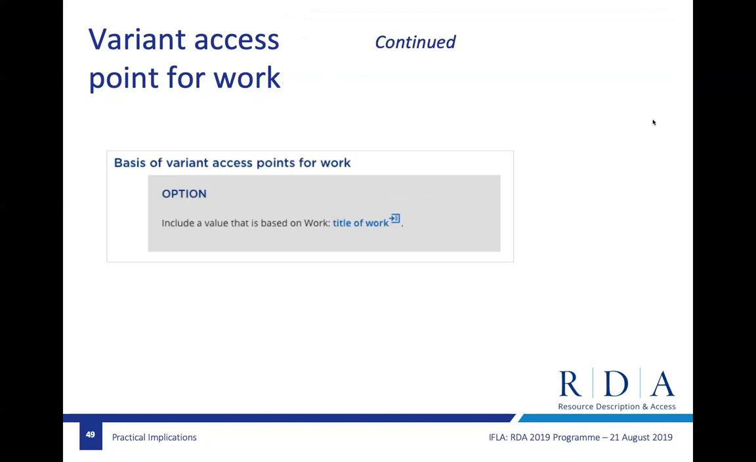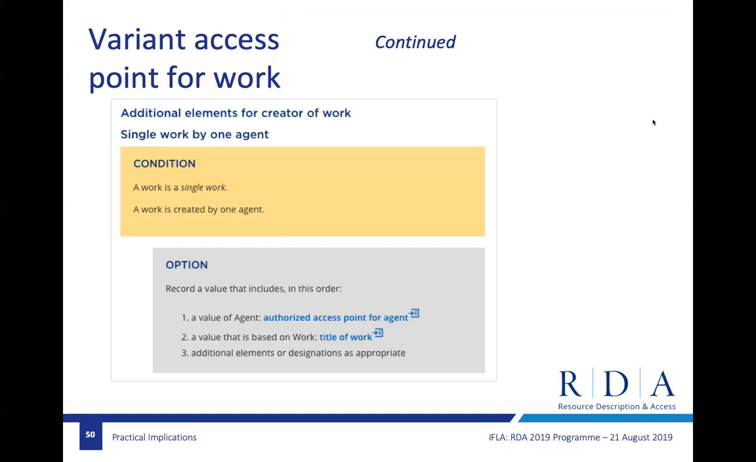Not surprisingly, my variant title access point will include a title that's based on the title of the work. And I come back again to single work by one agent. Those are my conditions. And in this case, I've got an authorized access point for the agent. That's going to be the same. And a value that's based on title of work, but it's not the preferred title. And if necessary, I can add additional elements or designations as appropriate. All I really need to do is close up that space, and I prefer to capitalize that T in tech, as you know.